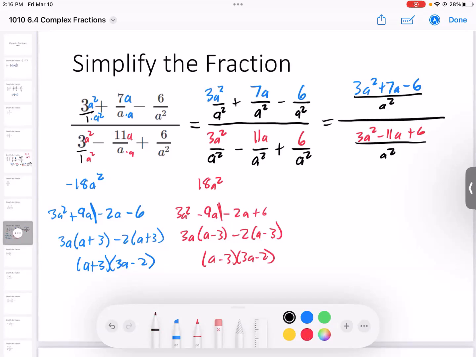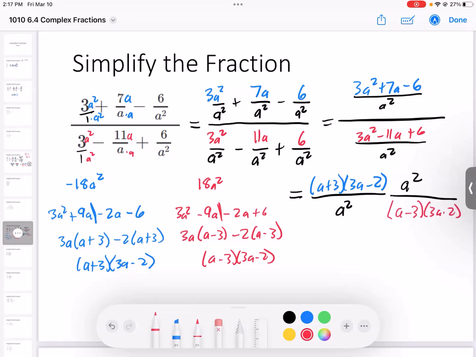So now I can write this out with division. This is going to equal my blue polynomial, a plus 3 times 3a minus 2, over a squared. I feel like it might be easier to think about this as multiplying by the reciprocal because I don't have to write out the whole zigzag thing. So I'm going to write it this way this time. The reciprocal of this would be a squared over a minus 3 and 3a minus 2.